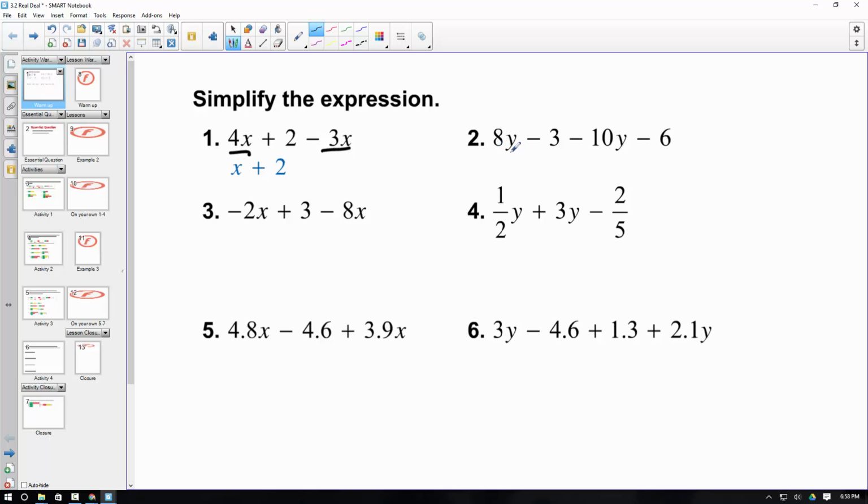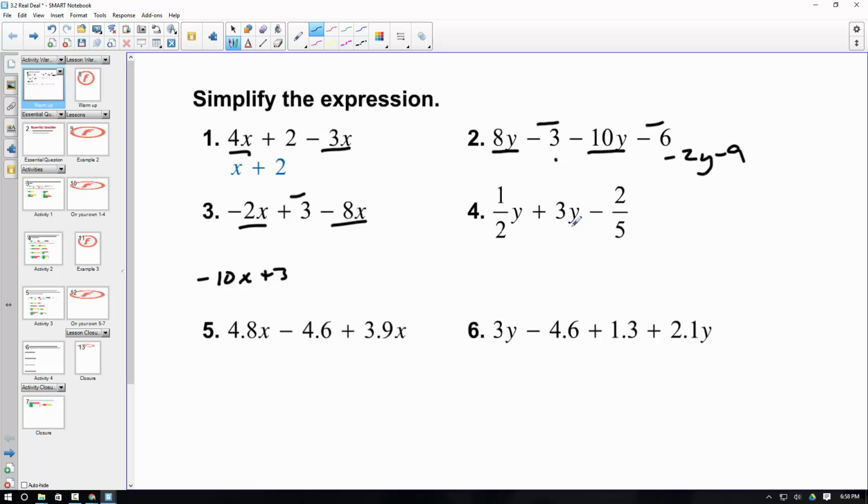If I look at this one over here, I have my 8y negative 10y, so that equals negative 2y. And then I have negative 3 and negative 6, so that would be negative 9. So I'm going to say negative 2y minus 9. If I look at this one here, I have negative 2x, negative 8x, so that's negative 10x, and then my 3, so plus 3.